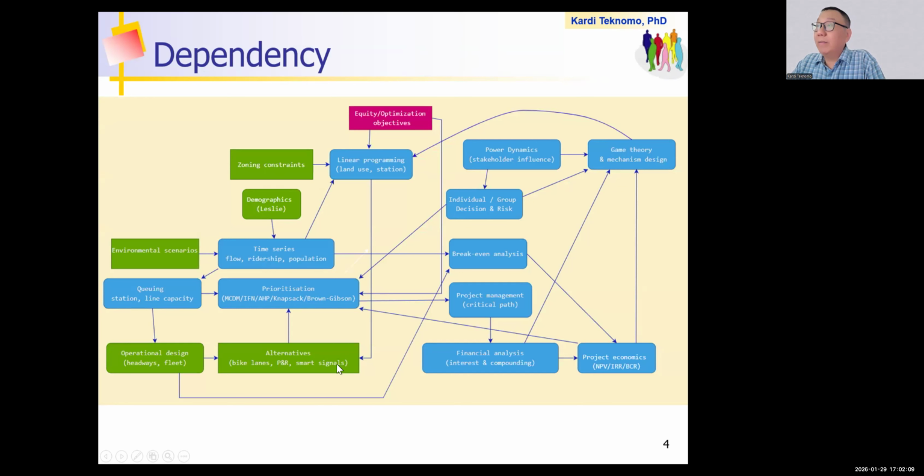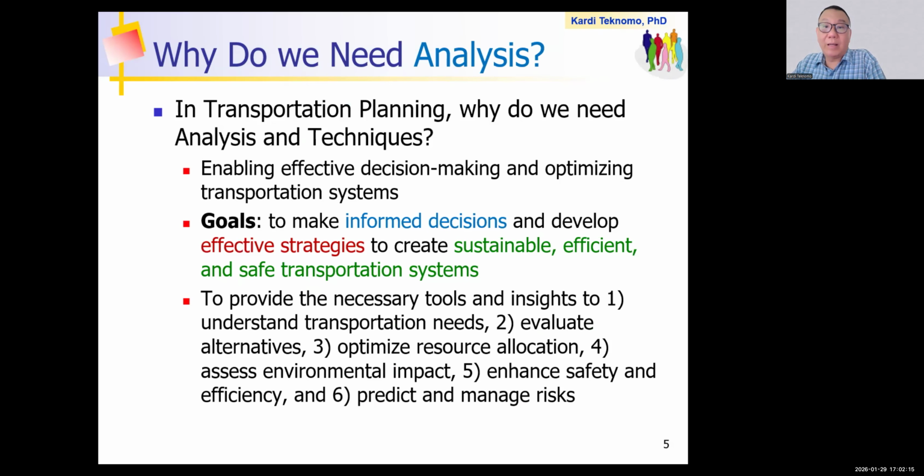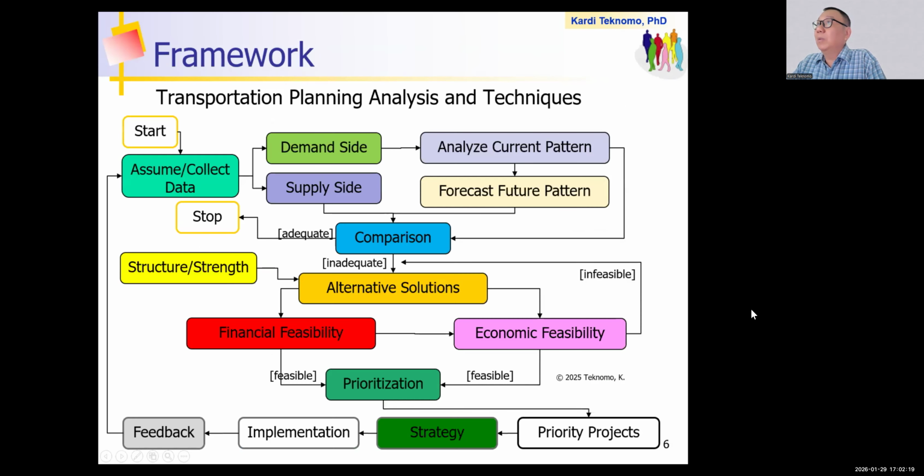Then as a recap, we also discussed why we need this type of analysis, and then we go to the framework, that you start with assuming data collection by demand and supply side. The supply side is usually the network, and then the demand side is usually the flow, in transportation. And then you analyze both the current pattern and the future pattern. And then you compare the two sides, demand side, supply side, current pattern and future pattern, whether it is adequate or not.